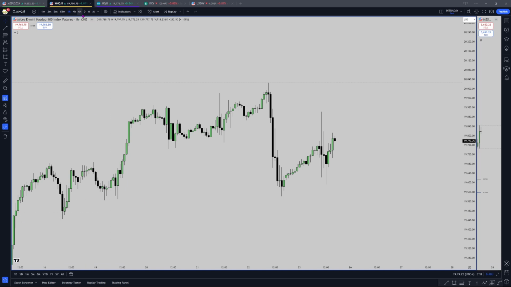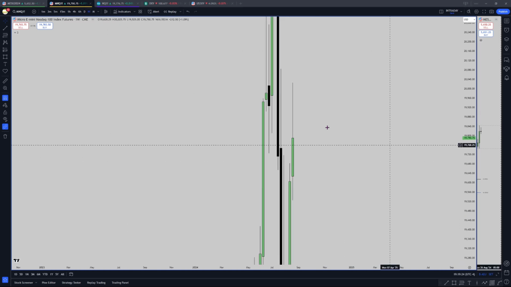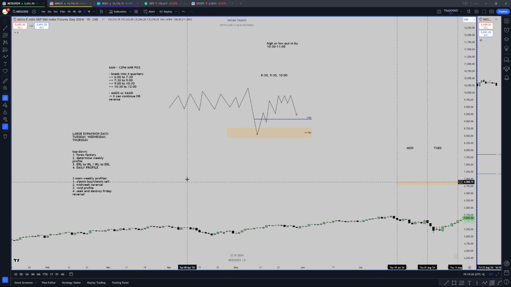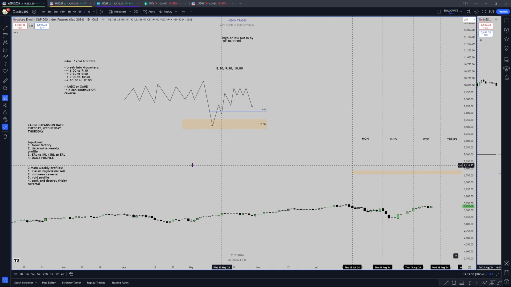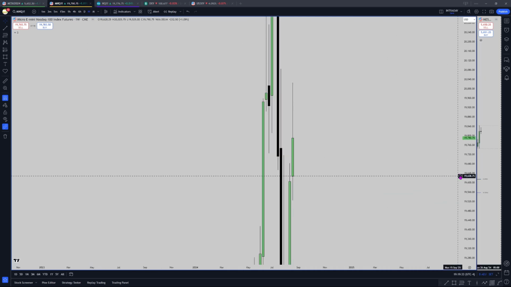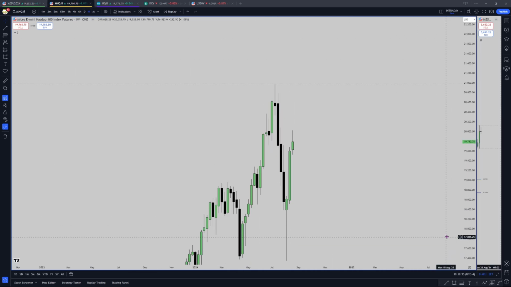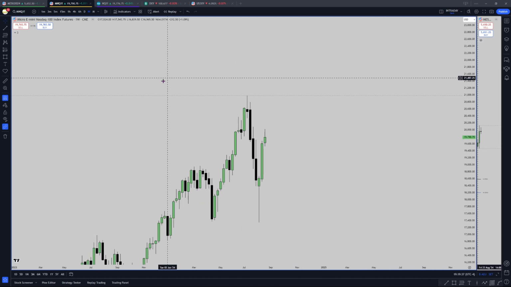I start at the weekly time frame, so I think I still have it up. Yeah, so first thing I do is look at the news, then weekly profile, and then weekly I check to see if we're going from IRL to ERL. So that's just what I look for. So weekly, daily, 4 hour, hourly, 15 minute.